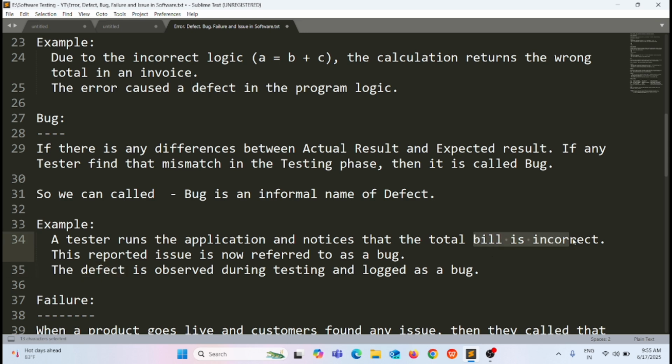It should be caught by the developer. Okay, it is caught by the developer, but the developer cannot fix it. So that's why, as a testing team, we reported that issue. So that's why we are calling this a bug.